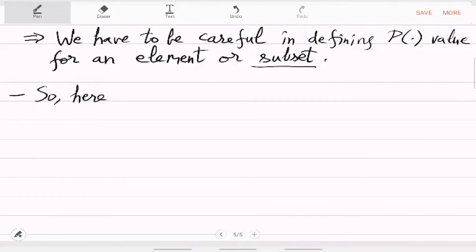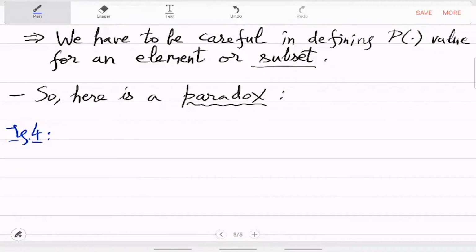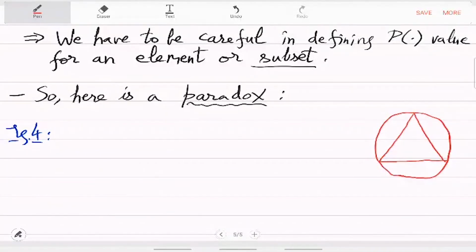So here is a paradox. We will see some problems that happen with infinity. So that becomes our example 4. So let us draw a picture first. So that's a circle centered at O. It's a unit circle, with an equilateral triangle ABC.